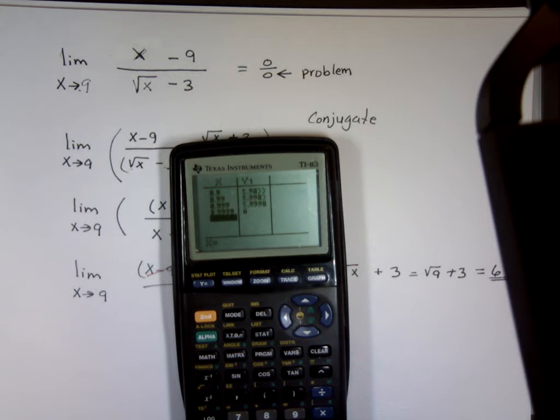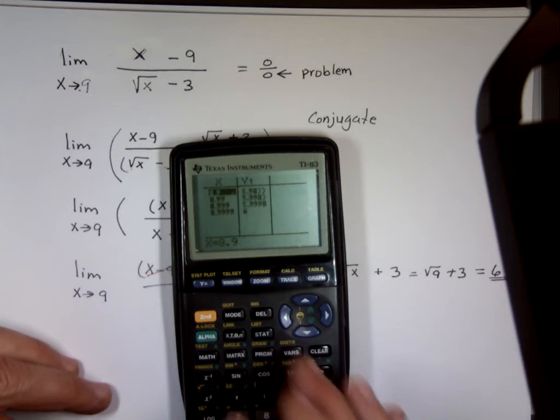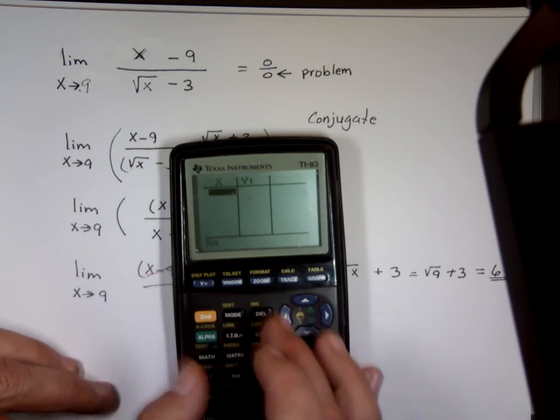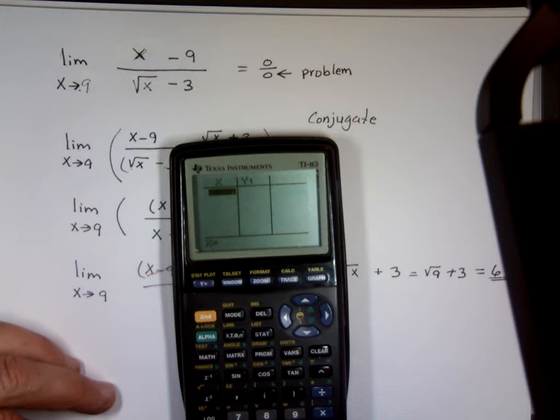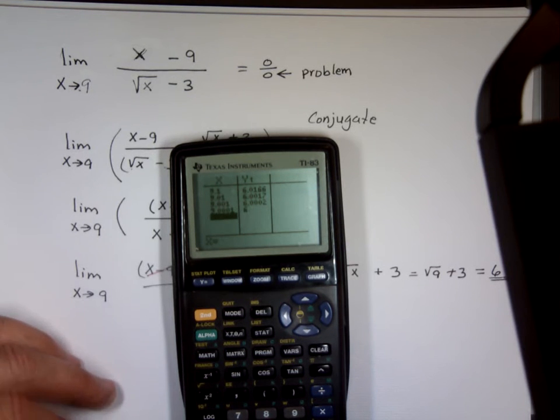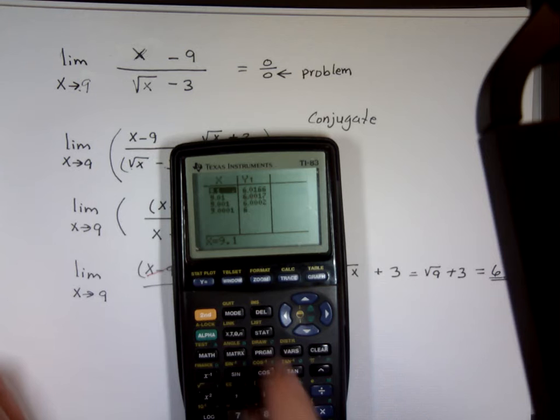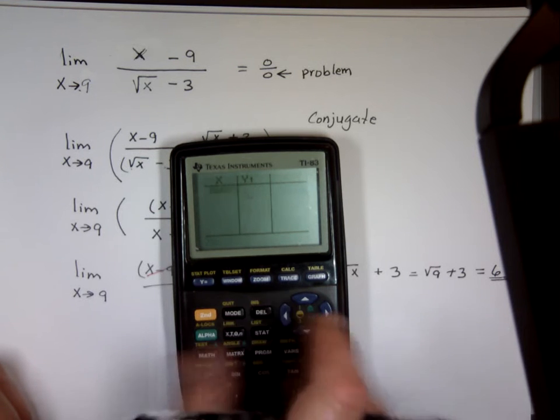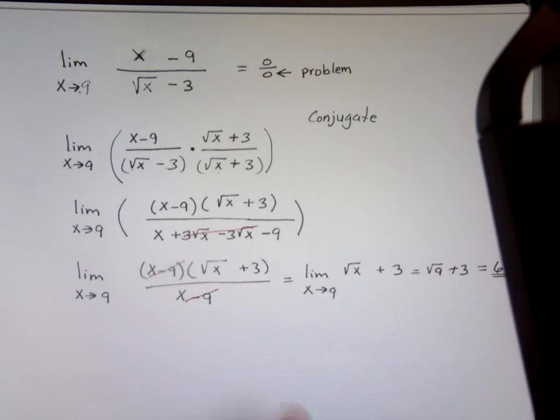Let's look at it from the right. Let me delete all of these and look at it from the right side. 9.1, 9.01, 9.001, 9.0001. And you see where that number is going toward? 6 again. So by looking at it from the left and from the right, both values approach 6, and that's what this tells me. There is a limit, and the limit is 6.